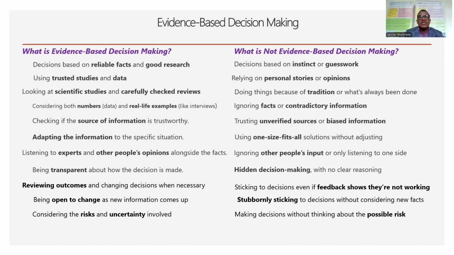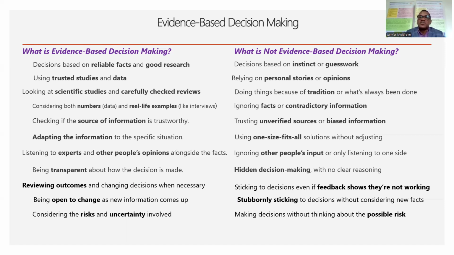So you may wonder, what is evidence-based decision making? To know that, we need to look at the action that is evidence-based and the actions or decisions that are not evidence-based. On the left, we have what is evidence-based decision making, and on the right, we have the opposite. It is evidence-based decision making when decisions are based on reliable facts and good research. I think that's the underlying factor of evidence-based decision making. When we have a thoughtful decision after having made research departing from real, reliable facts, the decision is likely to be evidence-based.